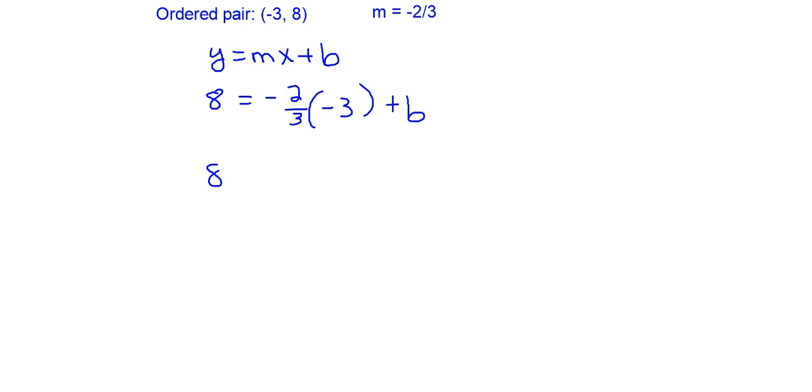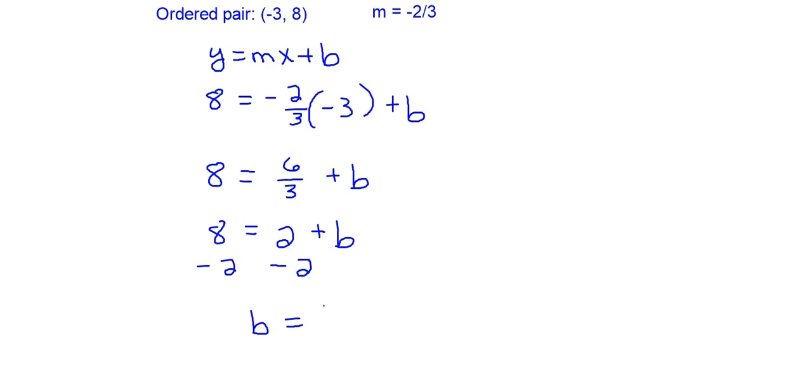And let's simplify. So this becomes 8 is equal to 6/3 plus b. 6/3 reduces to 2, so 8 is equal to 2 plus b. And let's subtract 2 from both sides. So b is equal to 6. Now we have to write the equation of the line, so we need to substitute our b back into the equation so that we have y is equal to -2/3 x plus 6, and that's our equation.